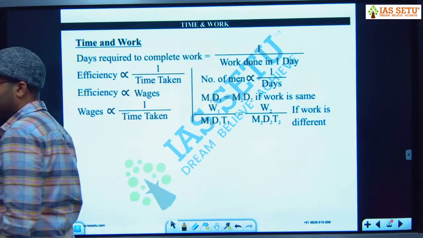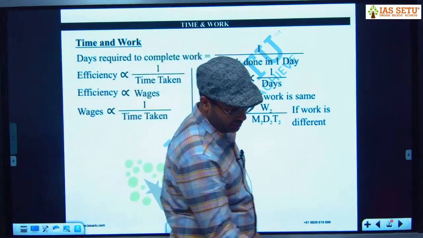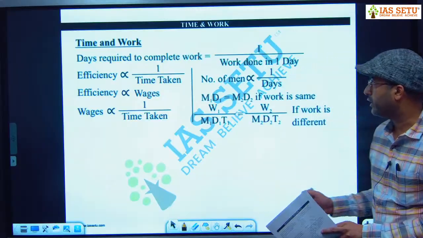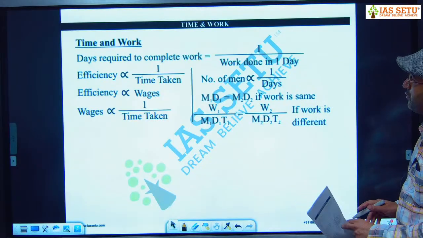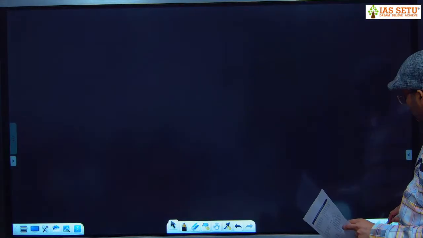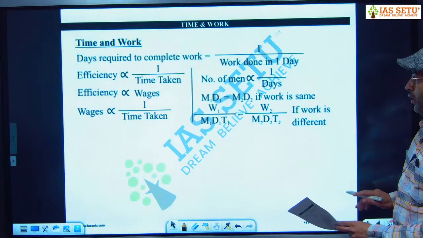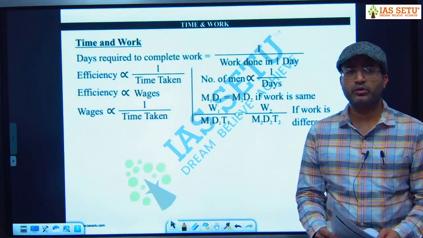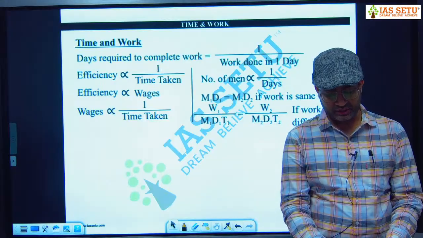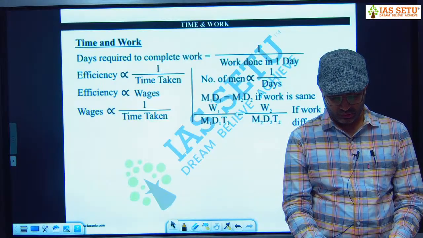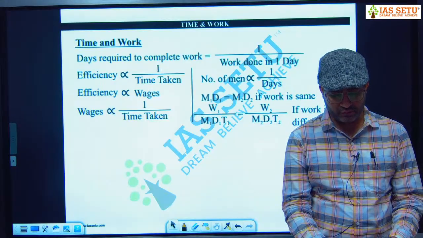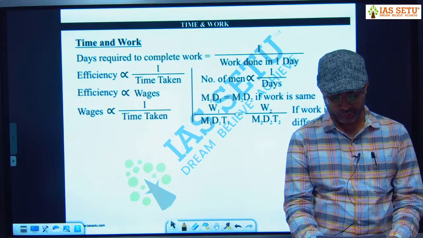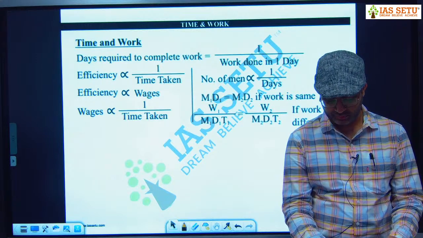Okay, so this handout, here we have included quantitative aptitude PYQ. This handout is available on our IAS SETU official Telegram channel. So first we will discuss time and work PYQ.